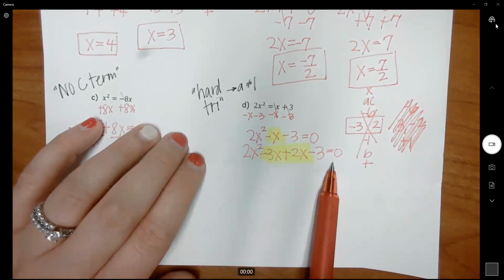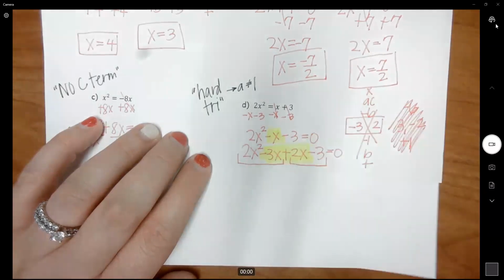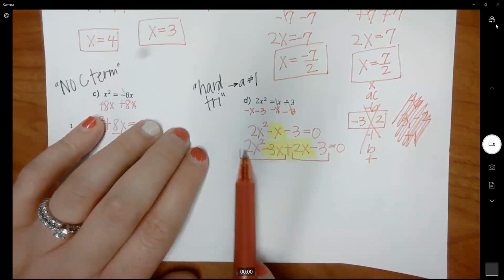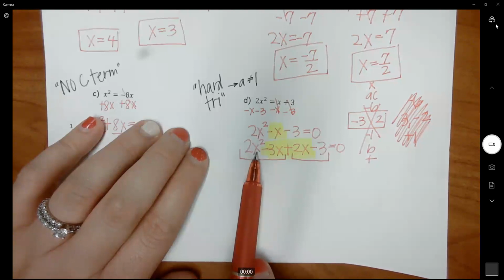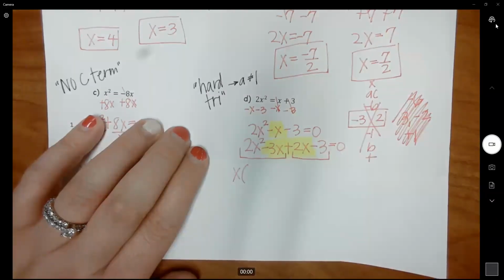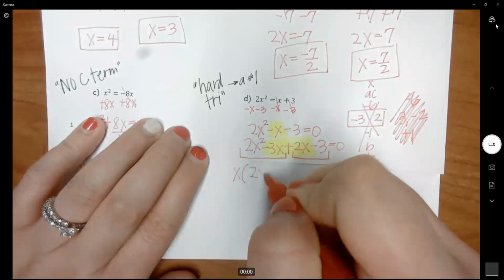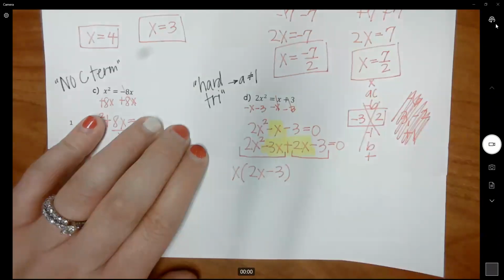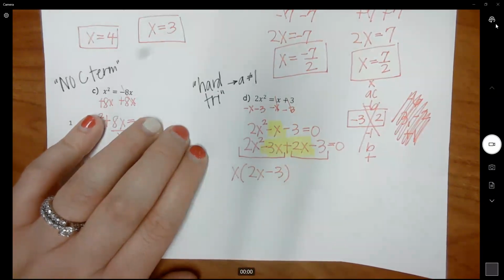Once you have 4 terms here, you're going to factor by grouping. You're going to group your first 2 terms together and your second 2 terms together. So what is my GCF of these first 2 terms? Well, I can't divide 2 and 3 by anything, but I can divide out an x because I got an x squared and an x. When I factor out an x, 2x squared divided by x is 2x. -3x divided by x is -3. If you distribute back, you get back to that 2x squared minus 3x.